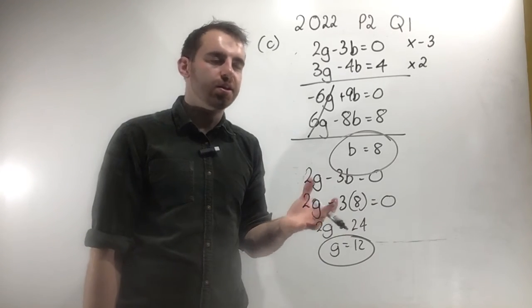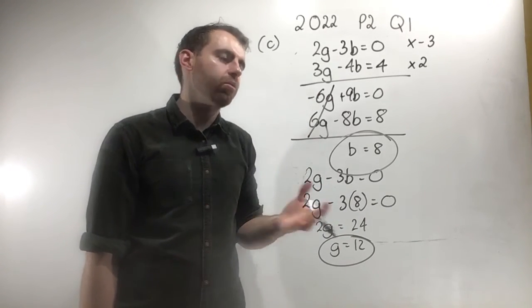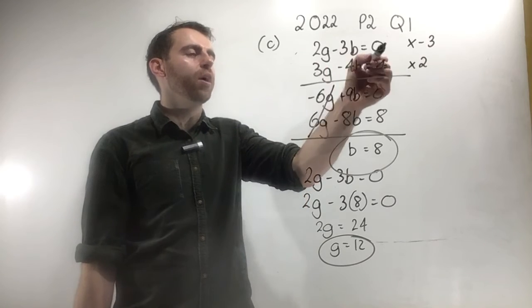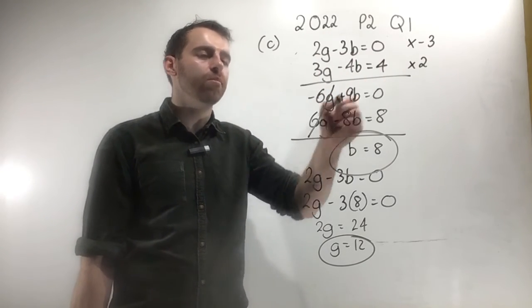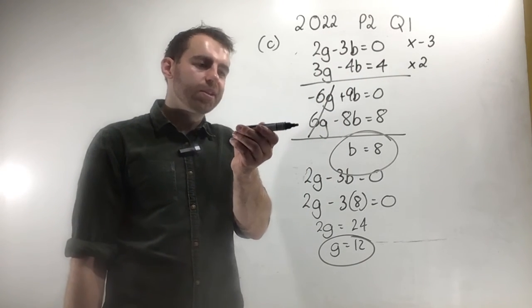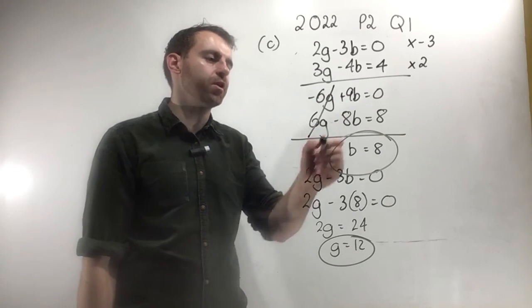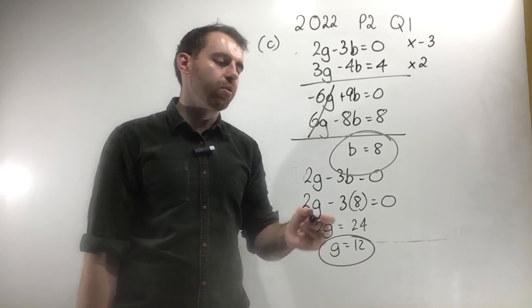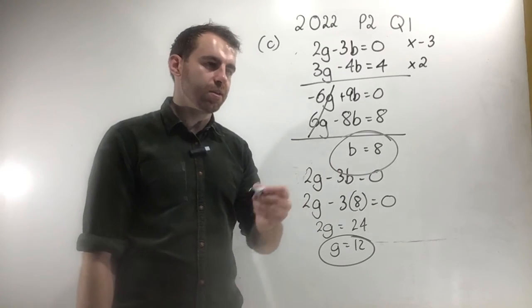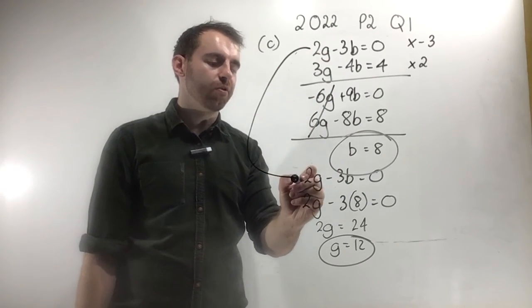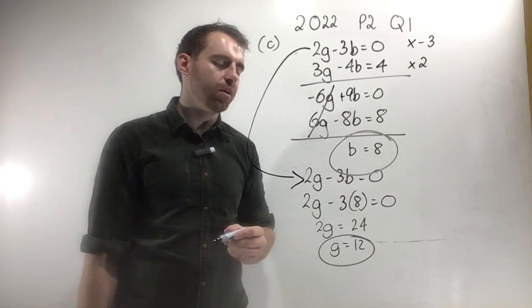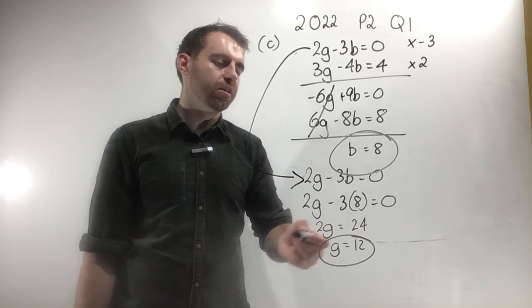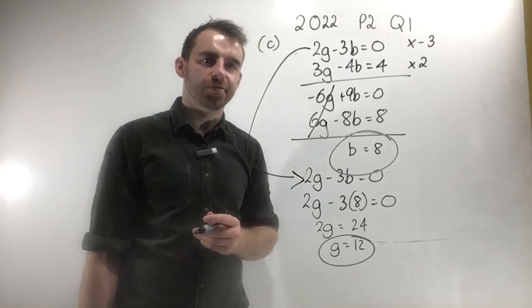So the way I decided to do this was to get rid of my G's. It doesn't really matter which way you do it, but I multiply the top line by minus 3 and the bottom line by 2. And then I end up with 6G minus 6G, which cancels, 9B minus 8B, which is B, and 8 plus 0, which is 8. So I get my first answer that B is equal to 8. Then I decided to sub into the first equation. I subbed in B equals 8, and I end up with G is equal to 12. So that's your final answer for this part of the question.